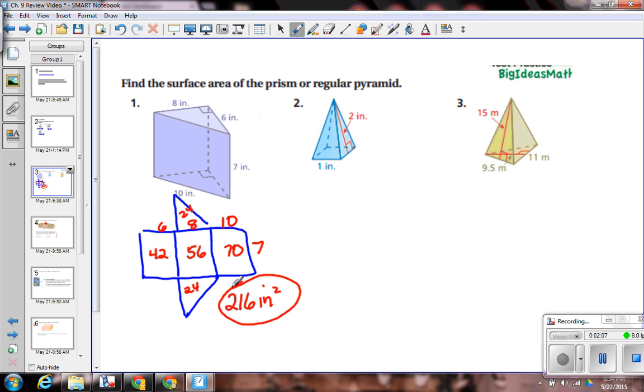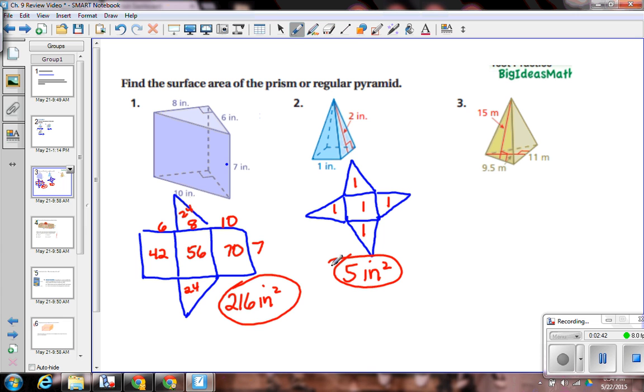For a square pyramid, you could draw a net, not as necessary, I think, as for a triangular prism. But our base is a square, that's 1 by 1, so the area of the base would be 1. And each of the triangles is a 1 by 2. So 1/2 base times height means each of the triangles has an area of 1. So we add up the 5 faces and we have a surface area of 5 inches squared.